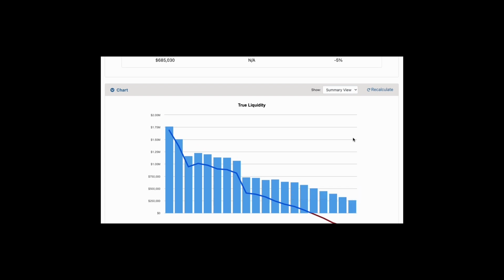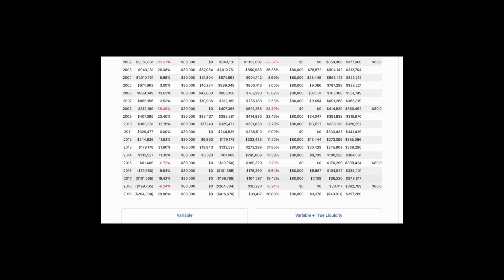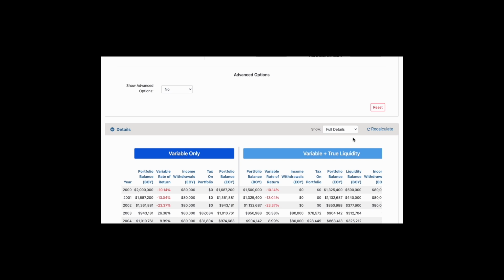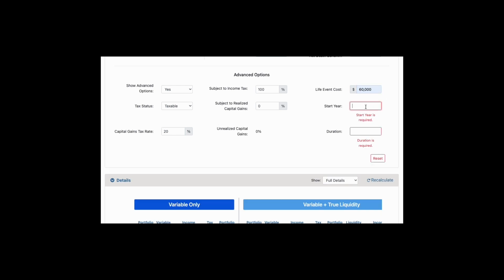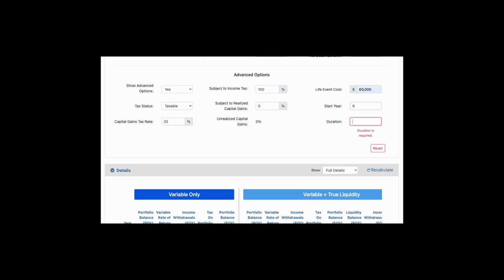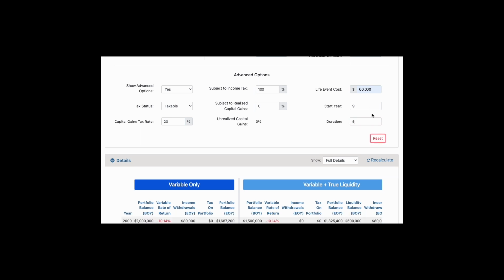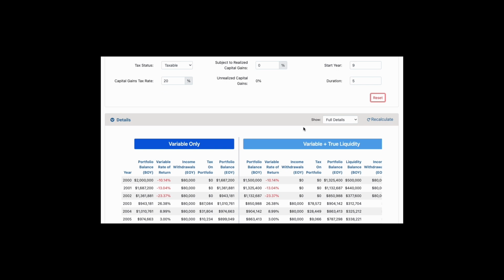Now, let's imagine for just a second that's not all there is to this scenario. Let's imagine that this person had a life event where they had a terminal illness, or they had to go into a nursing home, something of that nature, and it cost, let's say, $60,000 a year. Started in, let's say, year 9 and lasted 5 years before it resolved itself. What would that do to these scenarios?